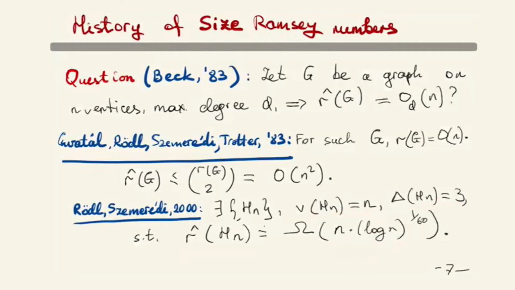This paper I highly recommend reading. It seems a bit like magic, but it's very beautiful and nice. Again, this result is very important. In fact, we don't know of any other graphs which have this property. This is the only construction so far we know of bounded degree graphs with nonlinear size Ramsey number.